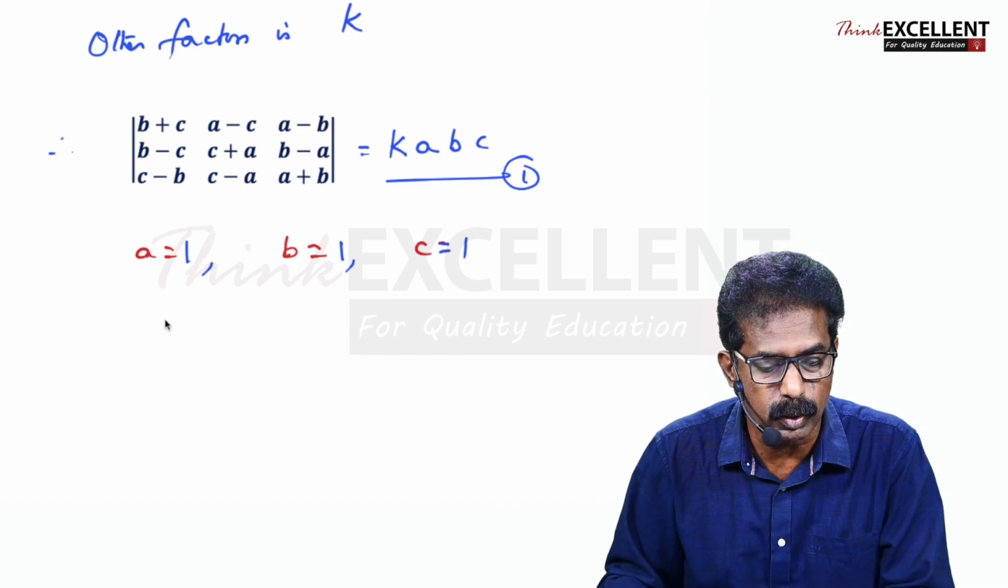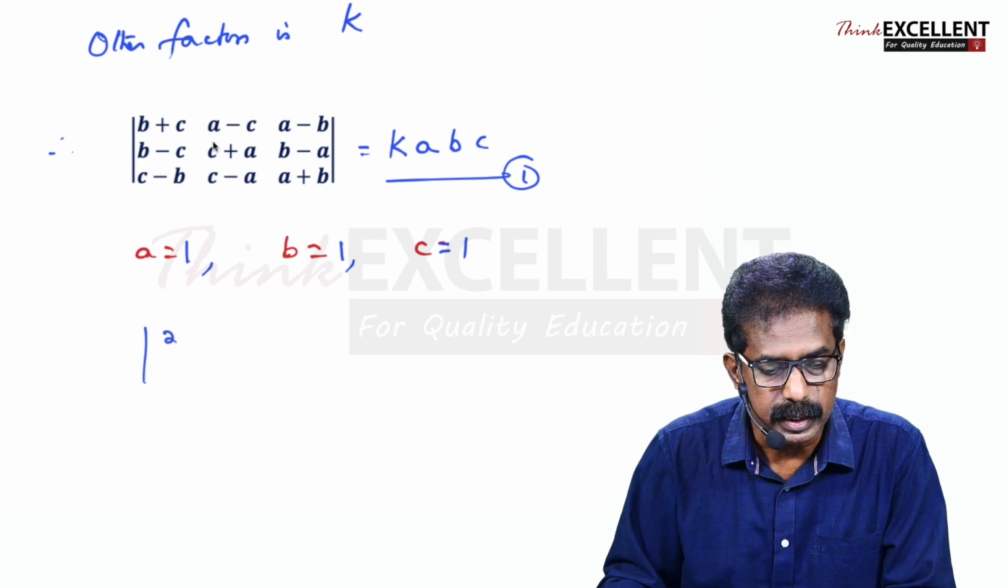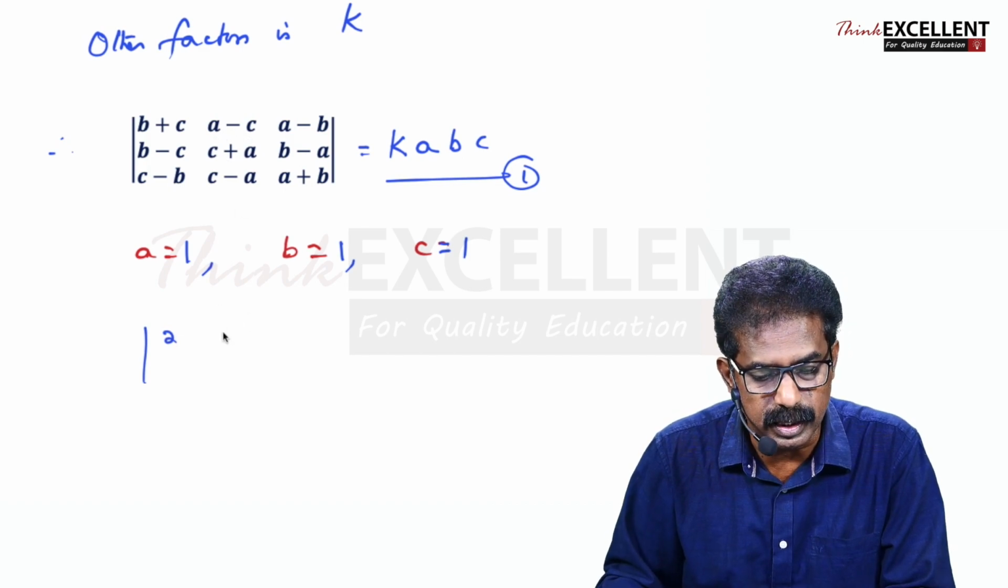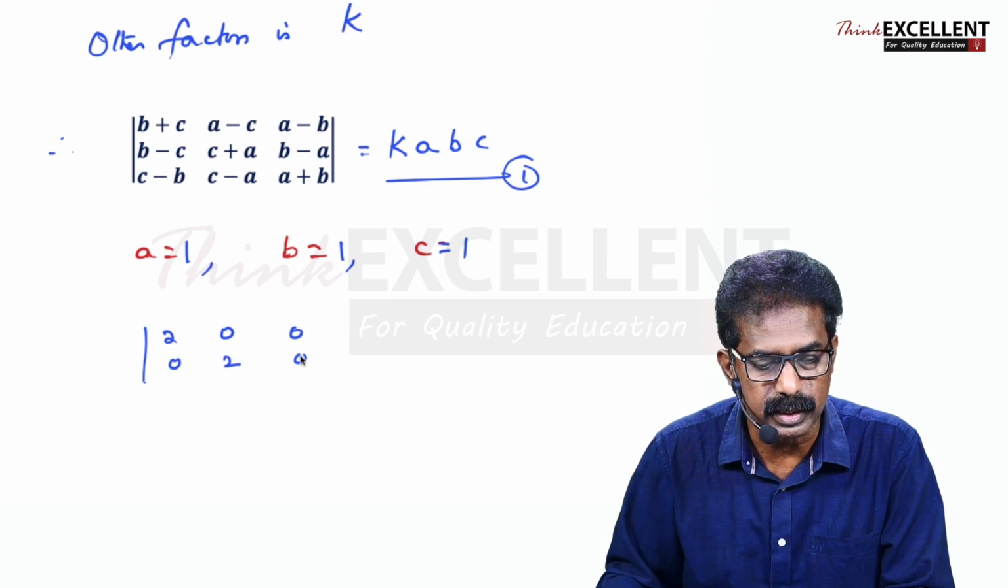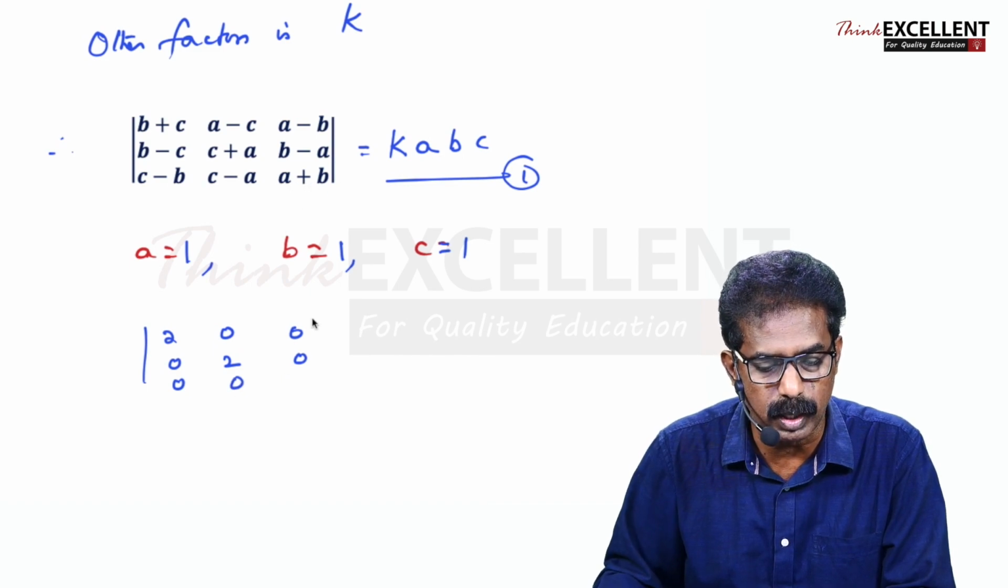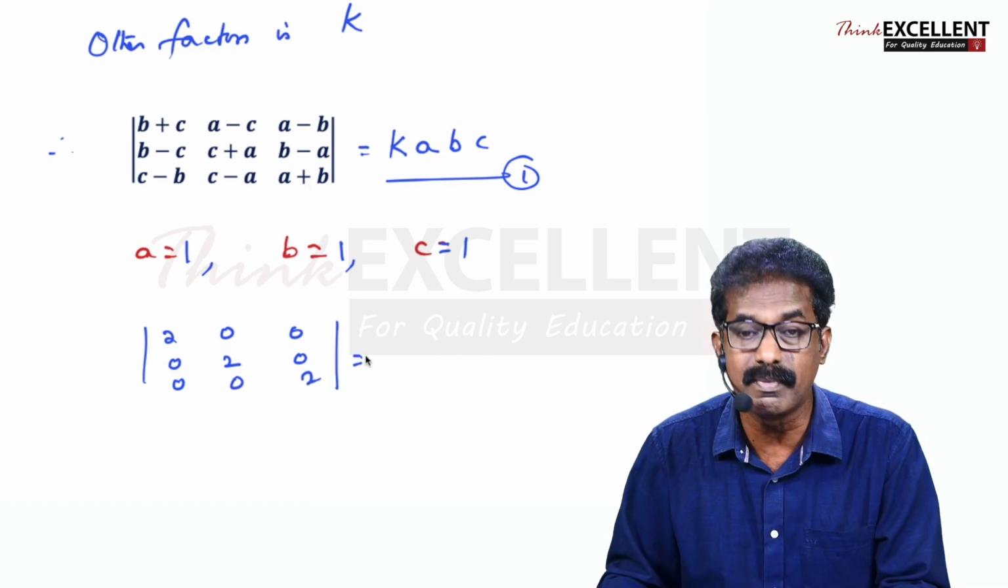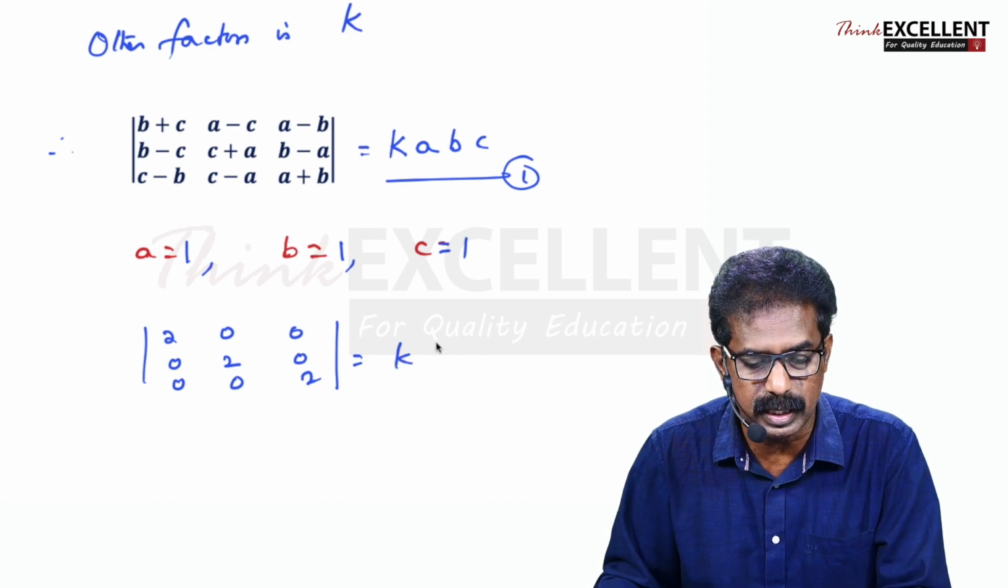So B plus C means 1 plus 1, it is 2. A minus C, that is 1 minus 1, 0. A minus B, 0. B minus C, 0. C plus A, 2. B minus A, 0. 0, 0. A plus B, 1 plus 1, 2, right? You can give any value, and give the same value to the right side also. So K into A value 1, B value 1, C value 1.